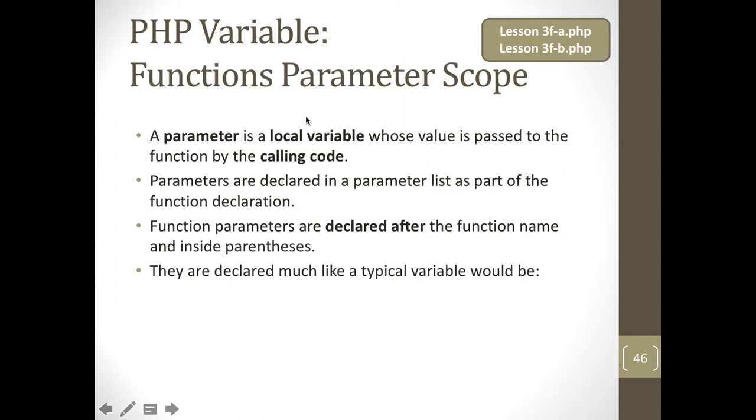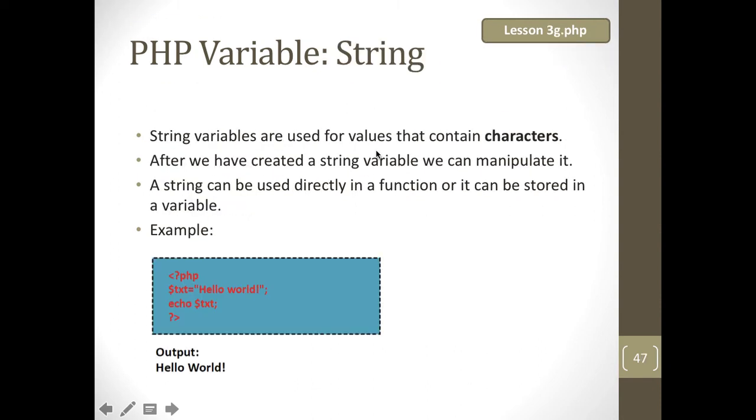Okay, function parameter scope. A parameter is a local variable whose value is passed to the function by the calling code. Right, so I want you to look, of course, when you see these particular notes, refer to lesson 3 of PHP and you can understand well. Okay, so this is an example of a string. A string is straightforward. Okay, just use a double quote, close double quote. Okay, and then it becomes a string variable.